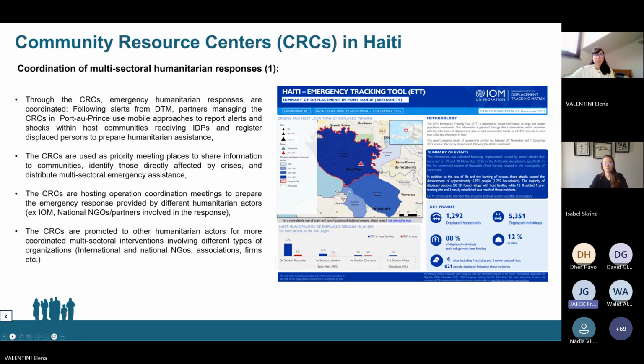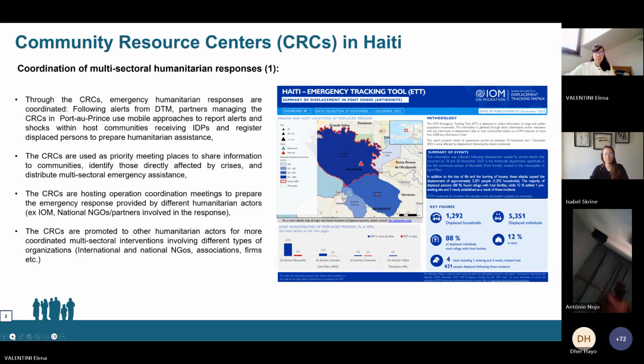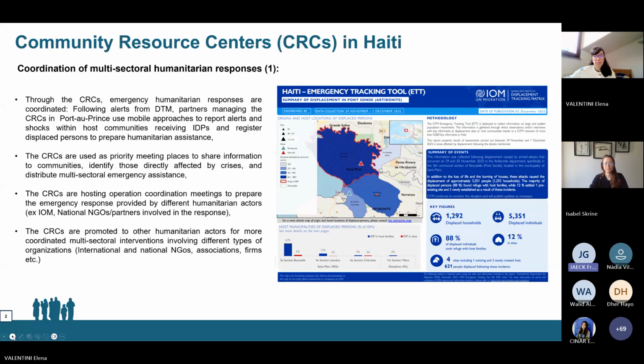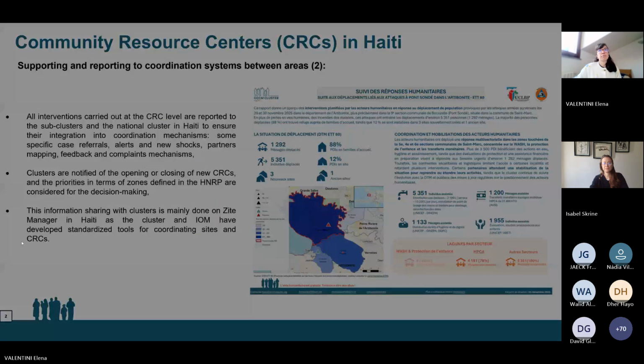Just to illustrate the ETTs, here on the slide, you have the emergency tracking tool number 80. That is basically a SITREP from DTM and the CCCM cluster, illustrating the displacement of a large number of people due to violent clashes between the self-defense brigades and the gangs trying to go north in a place called Artibonite and Pont-Sondé. We have two CRCs in Saint-Marc, which is right next to where these displacements happened. So this whole coordination mechanism of coordinating multi-sectoral humanitarian responses through the CRCs is another thing that we are really working to operationalize in coordination with our partners and the CCCM cluster. Next slide, please.